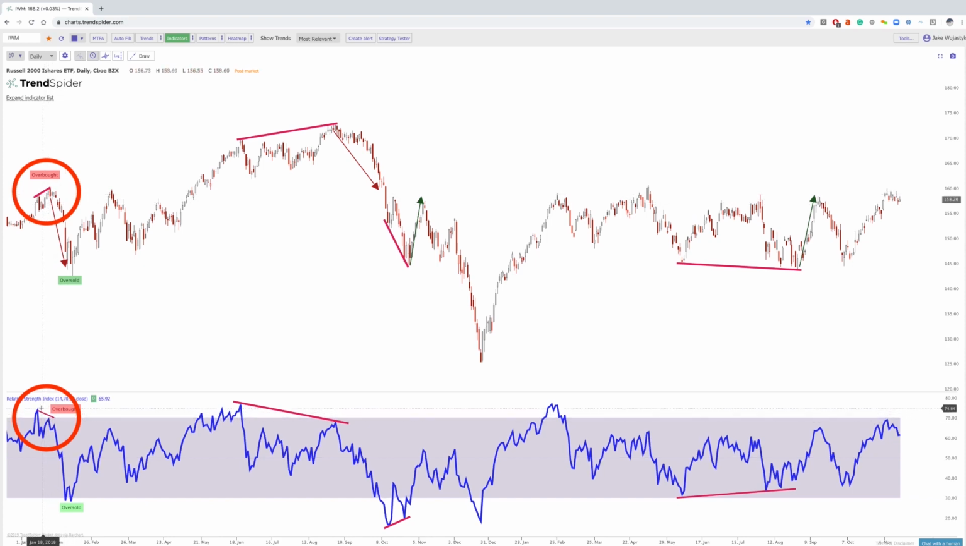You can see that this is actually a downward sloping line shown by this pink line, and this is an upward sloping line, which is called negative divergence, where you're having a higher high on price and a lower high on the RSI or any other oscillator you're looking at. So whenever you have an overbought condition on the RSI and negative divergence forms, this may be signaling a reversal in the trend, which we saw here.